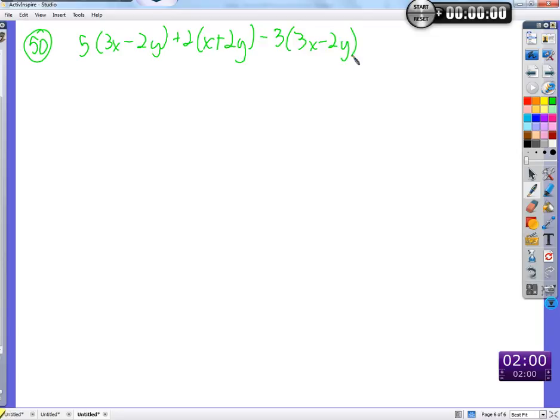Right, so we want to simplify this. As Connor was saying before, simplify sometimes means we're going to combine everything together and get a number. Sometimes we're going to combine everything together until we can't combine things together anymore.